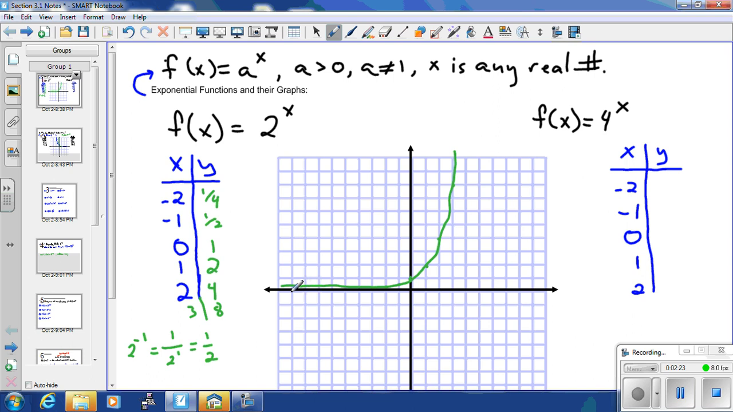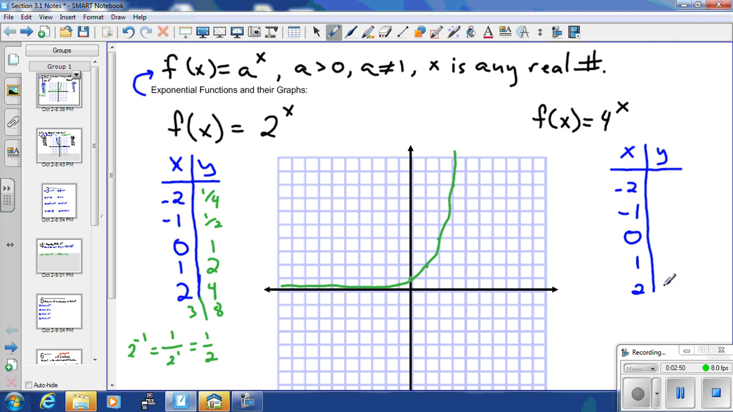Now, it's never going to reach the x-axis. I know that because, say, for instance, I plug in the value negative 100 for my x. Well, that would be 1 over 2 to the positive 100, which is going to be very, very small. Choose an even smaller number, negative 1,000. 2 to the negative 1,000 will be 1 over 2 to the positive 1,000, which is really, really small. It's just going to keep on getting smaller as I go to the left.